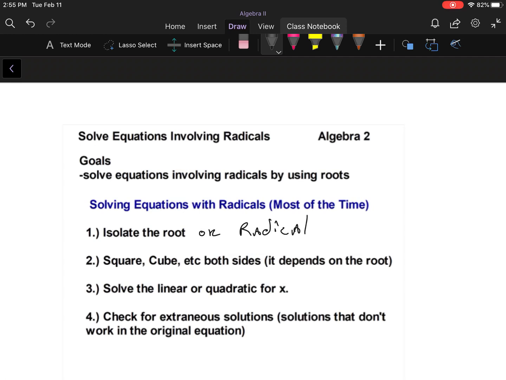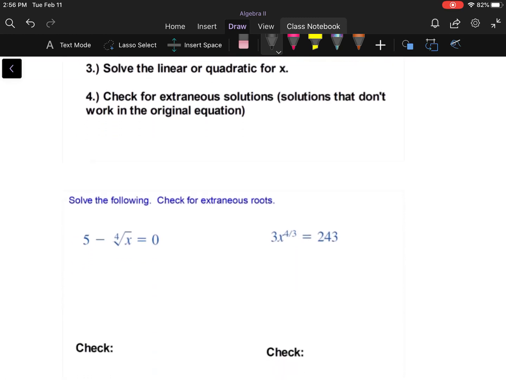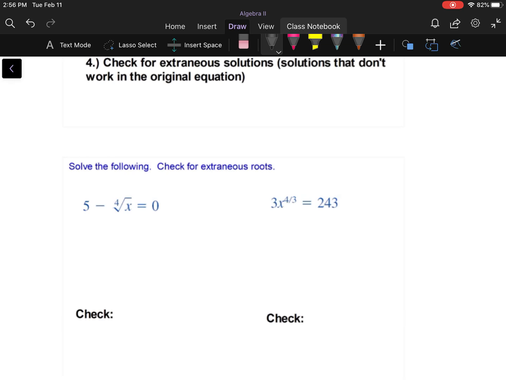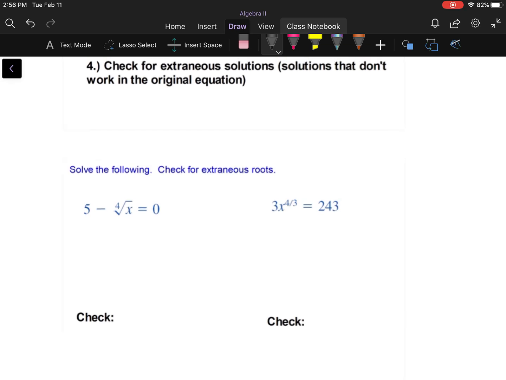Those are solutions that you get when you work out the whole problem, but you got an answer that didn't work in the very original equation. So let's start this off here. I'm going to get the fourth root of x by itself. So I'm going to subtract 5.